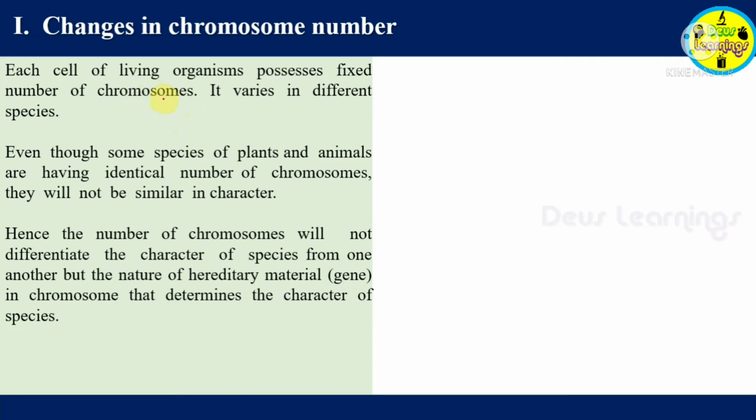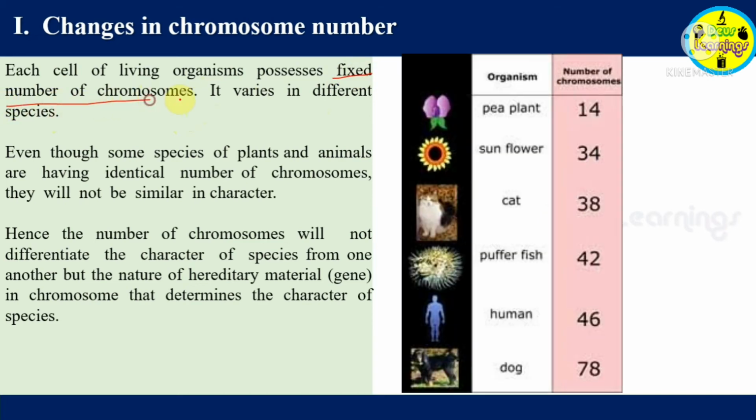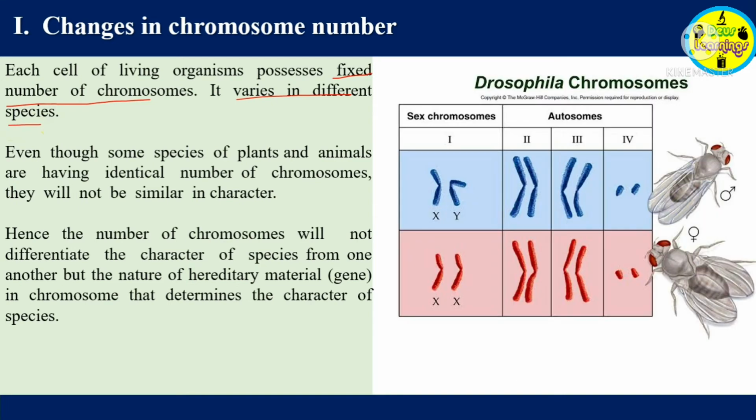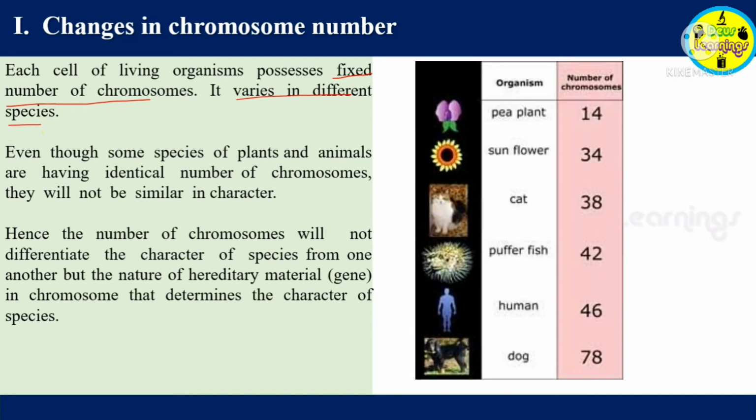As you know, each cell of a living organism possesses a fixed number of chromosomes. It varies in different species. That's important. For example, humans have 23 pairs of chromosomes, but Drosophila have 4 pairs of chromosomes. So depending upon the species, the number of chromosomes varies.